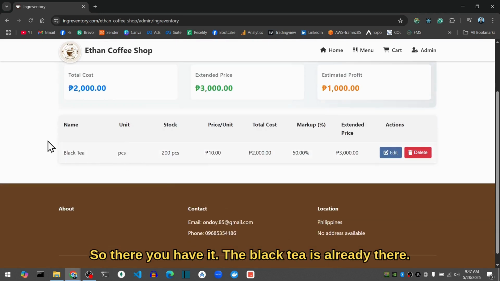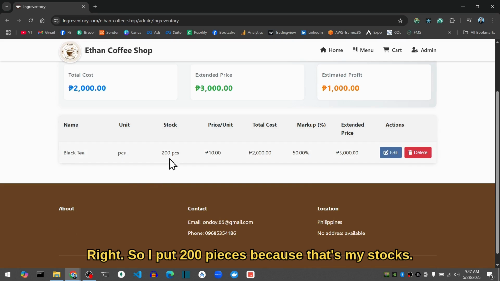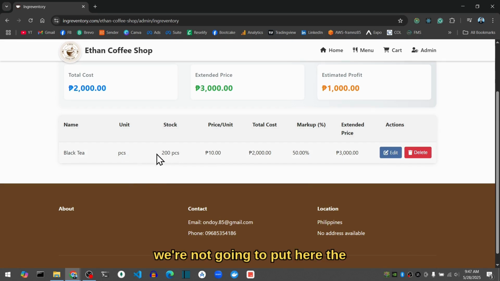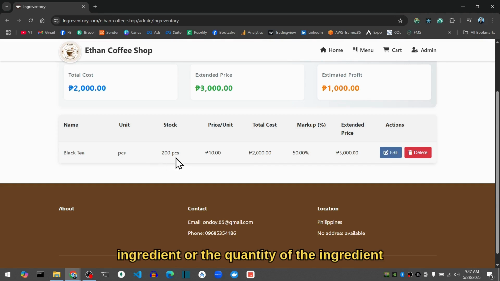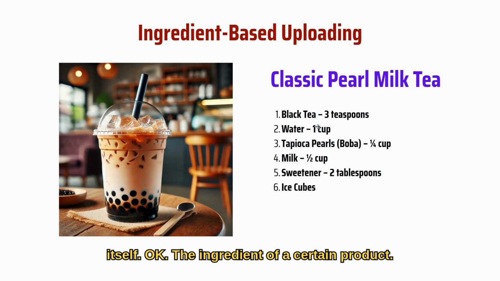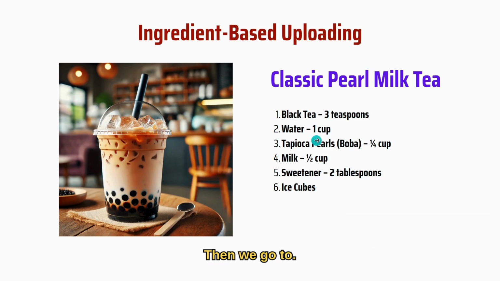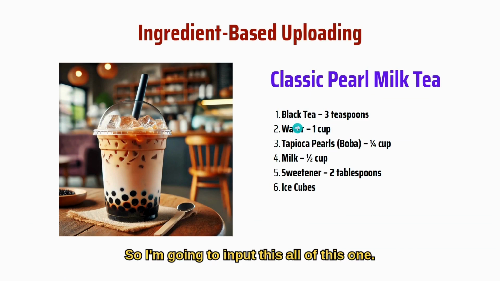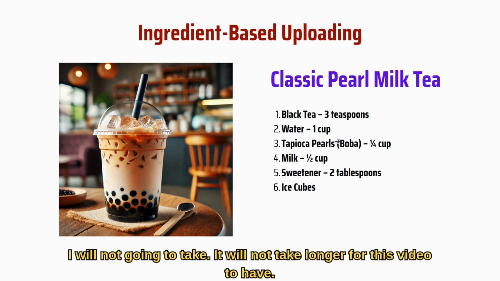Right, so there you have it. The black tea is already there. I put 200 pieces because that's my stock. We're not going to put here the quantity of the ingredient of a certain product. Then I'm going to input all of this one, so I'll just skip so that it will not take longer for this video.